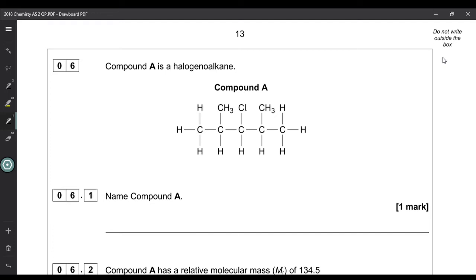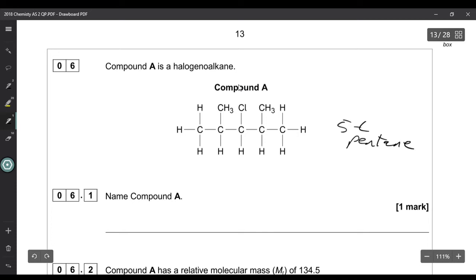So in question 6, we're given a halogenoalkane and we're asked to name the compound. The first thing to do is see how many carbons are in the main chain. In this case we've got 1, 2, 3, 4, 5. So there are 5 carbons, and there are no double bonds, so we know it's going to be a pentane.